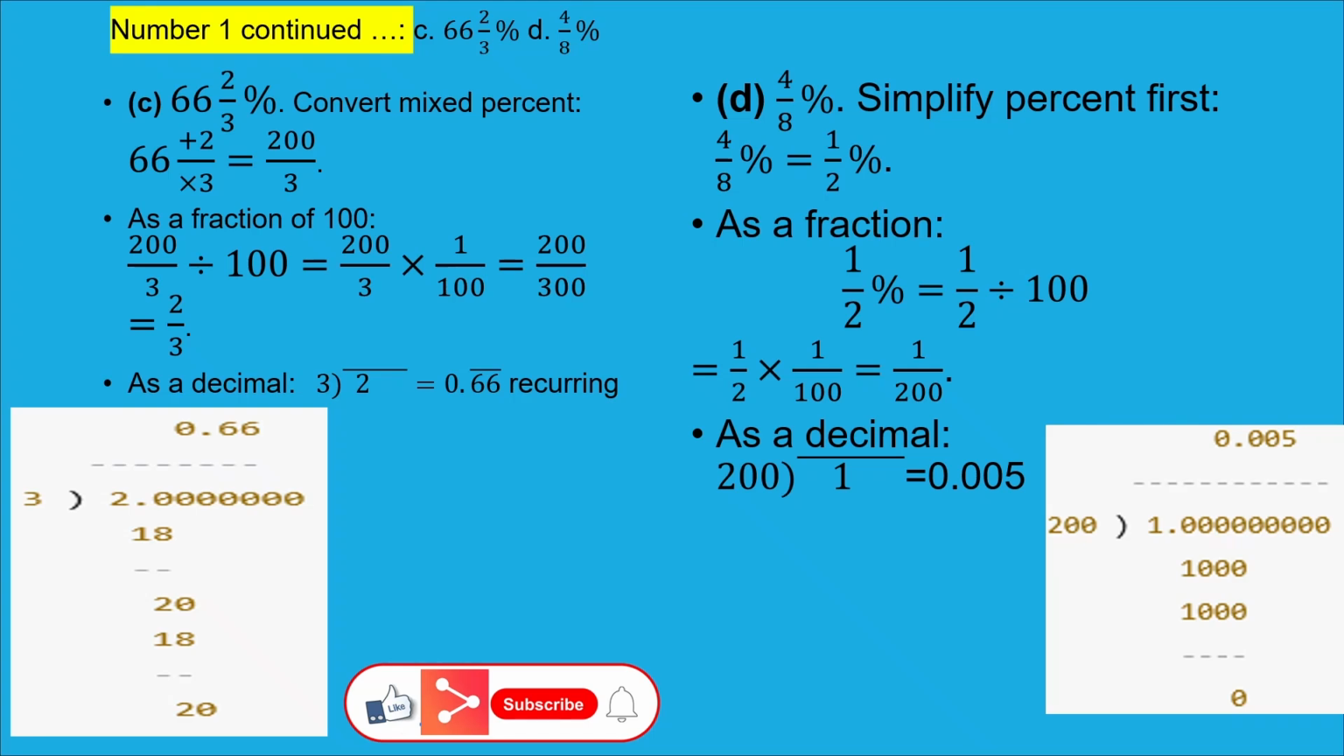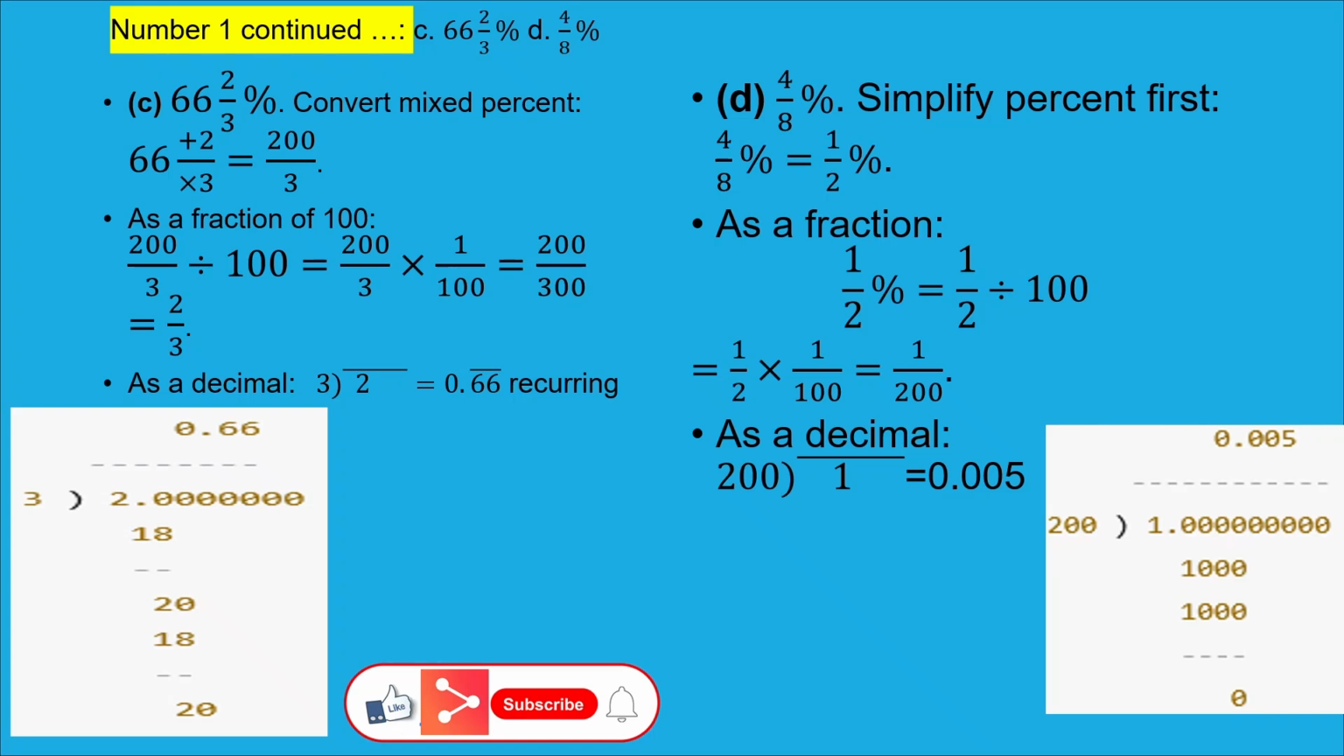Part D, 4/8%. First reduce by the common factor and you get 0.5%. Then as a fraction means you divide by 100, that means multiply by the reciprocal 1/100, and you get 1/200. That's the simplest form because there is no common divisor in the numerator and denominator. As a decimal, you divide 1 by 200, and you get 0.005 by long division as shown in the corresponding picture.